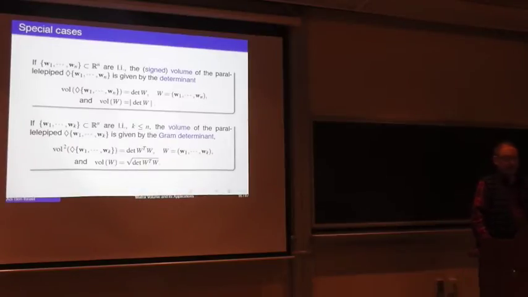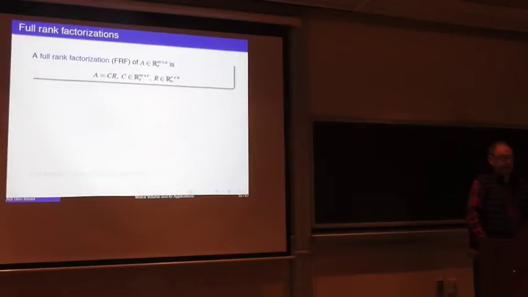So if the matrix is of full column rank, for example, then we take the determinant of W transpose times W, and the square root of that is the volume of the matrix. So for full column rank matrices, it is a generalization of the absolute value of the determinant. Now, in linear algebra, a common tool is the factorization.